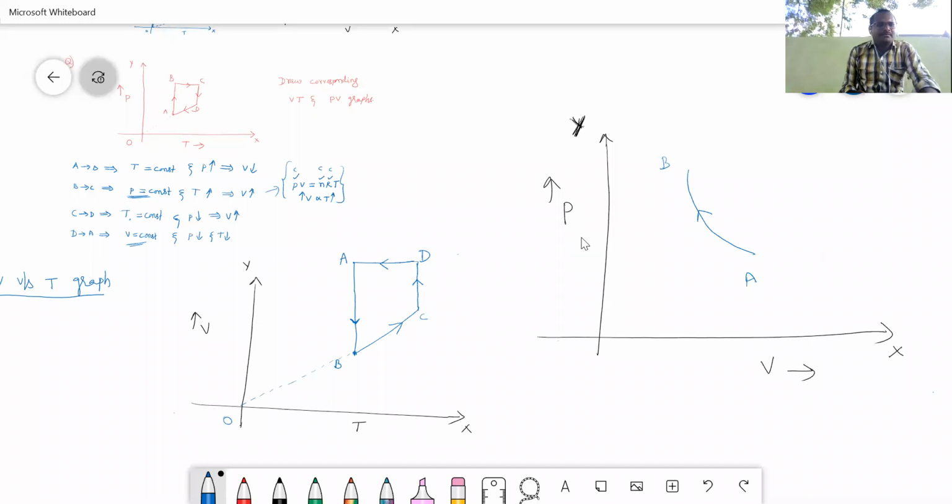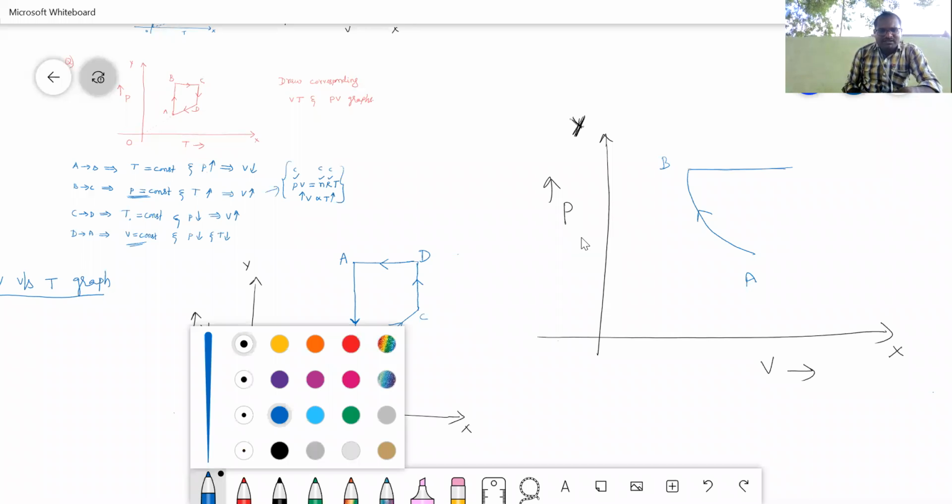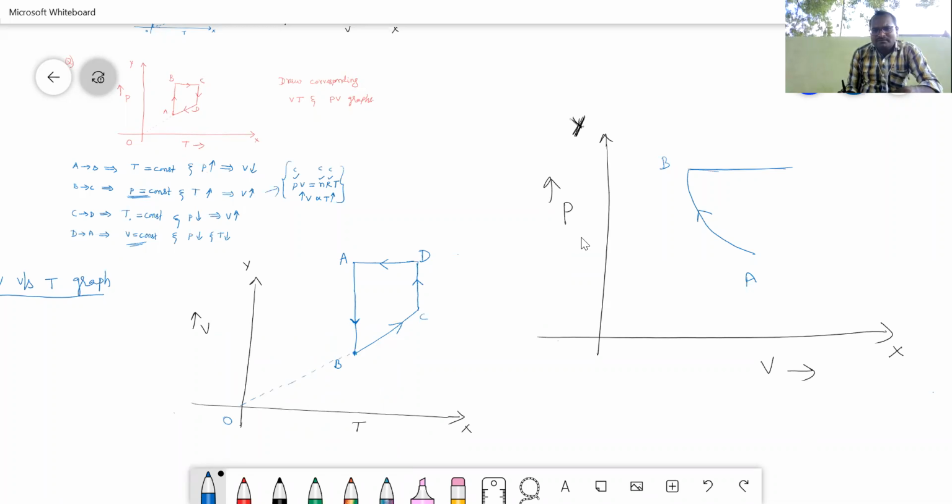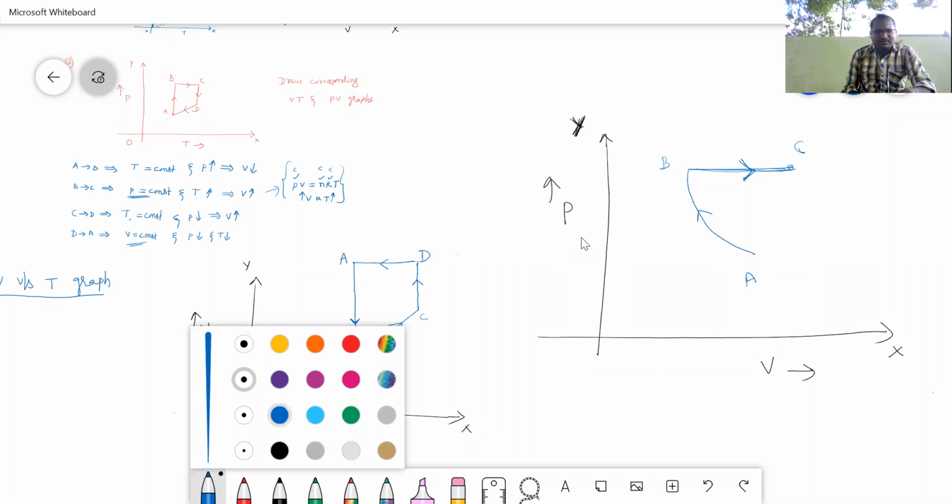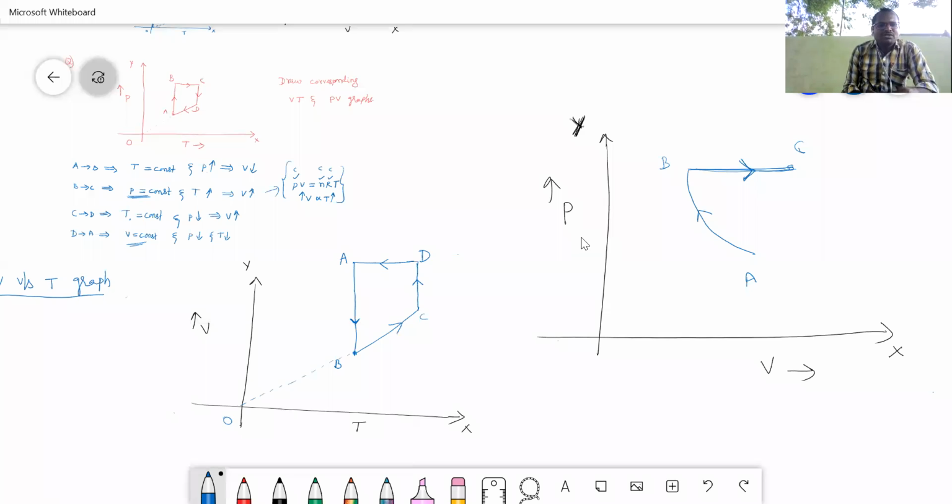Okay. Now B to C, what happened? Pressure constant. Pressure constant means it is a horizontal line. It should be like this. Wait. Arrow mark. Temperature increasing, volume also increases. Arrow mark also perfect. Okay. Came to point C. Now C to D, what happened? Again temperature constant. Again temperature constant means again rectangular hyperbola.